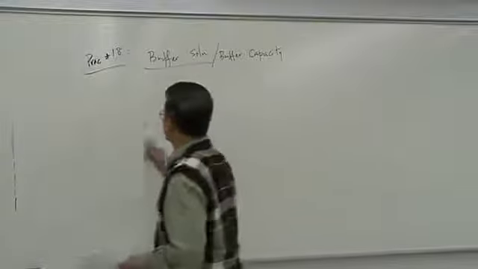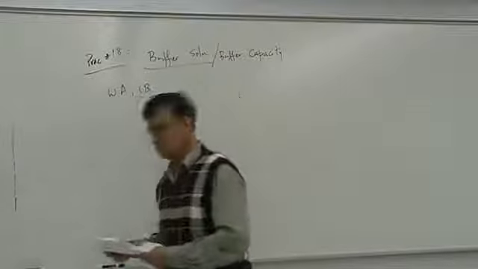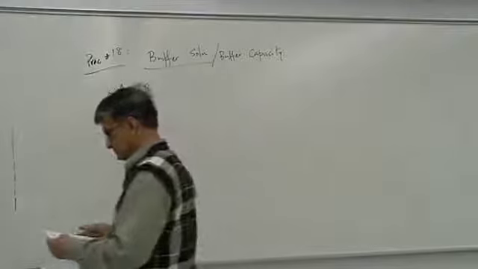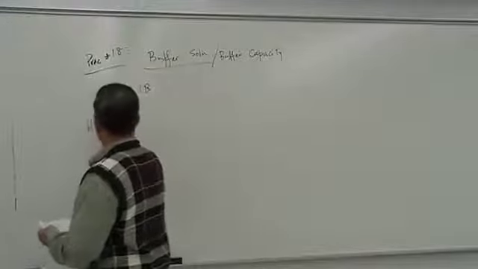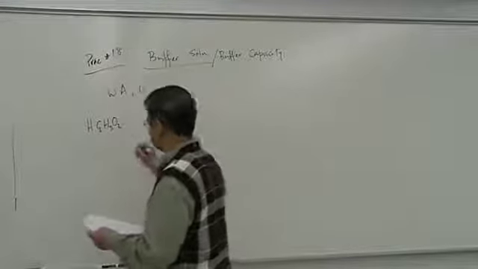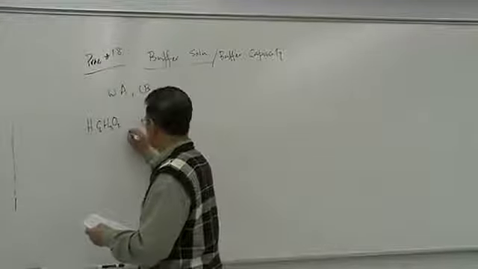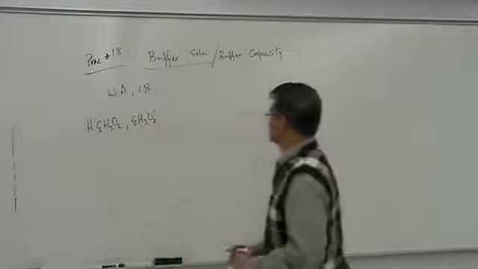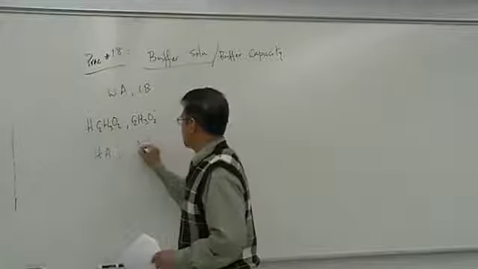First, in order to get a buffer solution, you must have a weak acid and its conjugate base. Now, the weak acid could be one of the organic acids. So let's pick this one, HC2H3O2. This is acetic acid. And its conjugate base would be sodium acetate without the hydrogen. So I can write it down as C2H3O2 minus. So this I can write down as HA, and these as A minus.